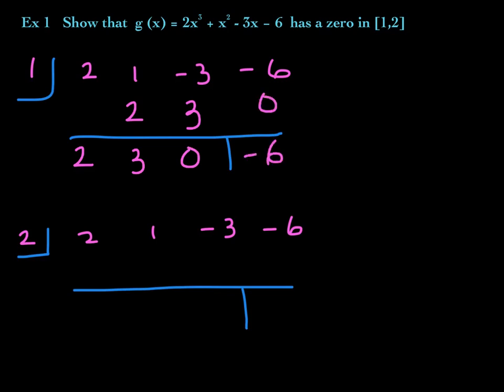All right, let's plug in 2 now. Drop the 2. 2 times 2 is 4. 1 plus 4 is 5. 5 times 2 is 10. Negative 3 plus 10 is 7. 7 times 2 is 14. And then the sum is 8.